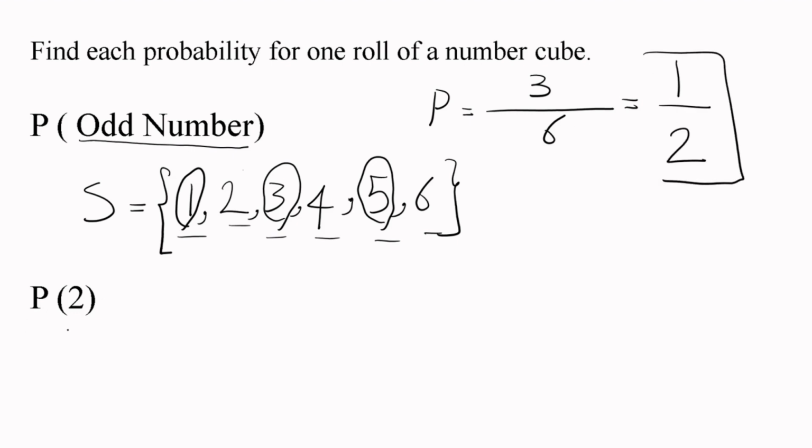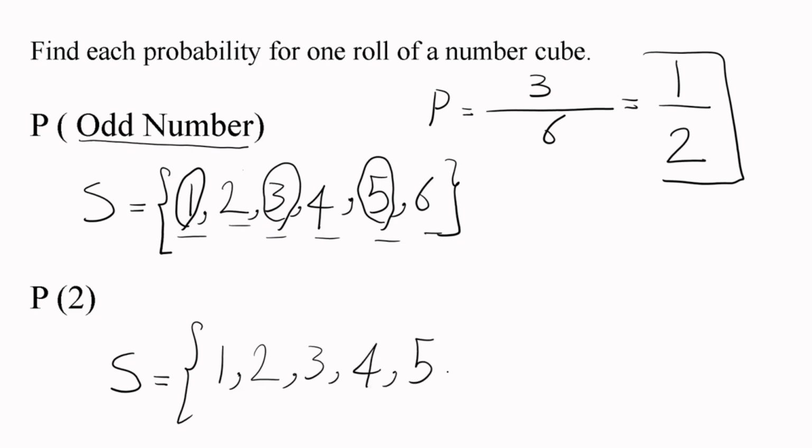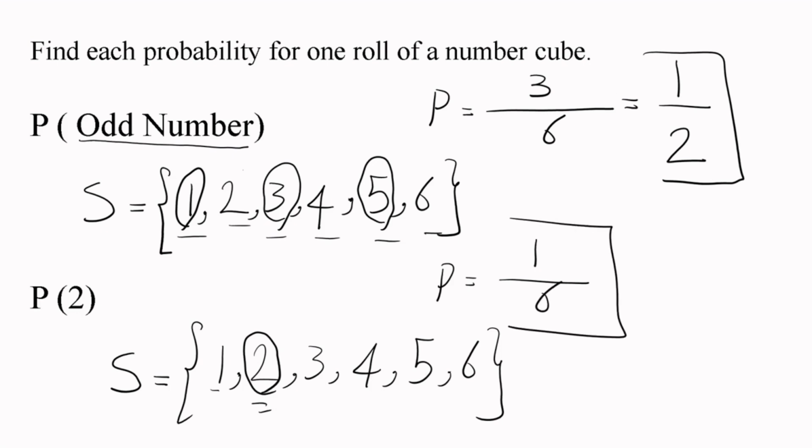Again, we have P of 2. It means when we have 2, it is a favorable outcome. Again, I'm starting with writing the sample space. 1, 2, 3, 4, 5, and 6 are the possible outcomes. Which one is favorable? This one. So P is equal to the number of favorable outcomes. I have only one here, over the number of possible outcomes, 1, 2, 3, 4, 5, 6. 1 over 6 is the only correct answer of this example.